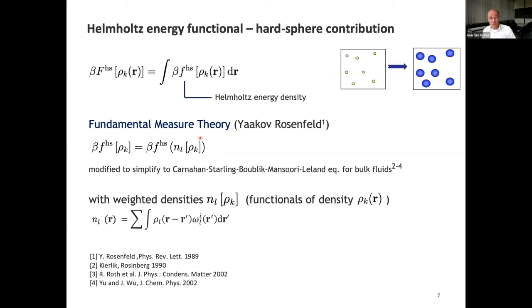Jakob Rosenfeld has proposed a marvelous expression for the Helmholtz energy of hard spheres. And he says, by very good approximation, the functional can be written as a function of a number of weighted densities. They are themselves functionals of density, but this F is only a function of n. Now, a number of them, l indicates a generic index from 1 to 5, several of them. And the structure of this weighted density is given here. So this is really a weight in a certain range around a point r, and the density integrated around that point r, so to say.